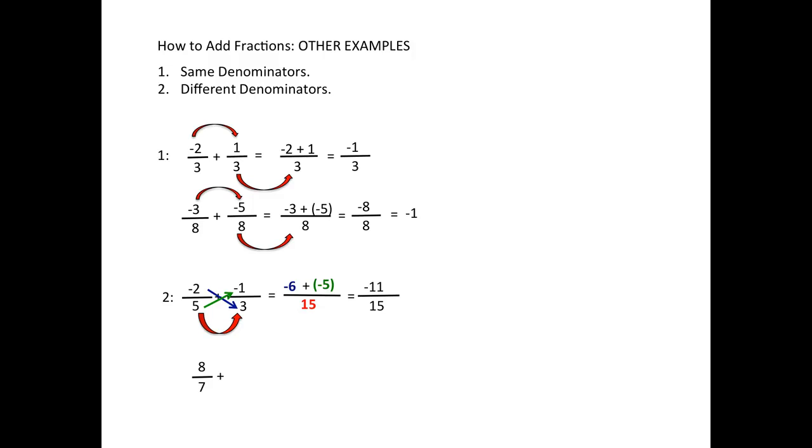Another example, different denominators. 7 and 5 are the denominators. What are you doing? The same thing. You use the butterfly method. 7 times 5 is 35. 8 times 5 is 40, and 7 times negative 4 is negative 28. And you add this, 12 divided by 35.